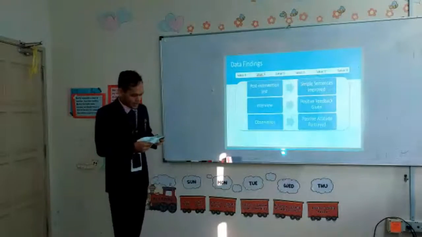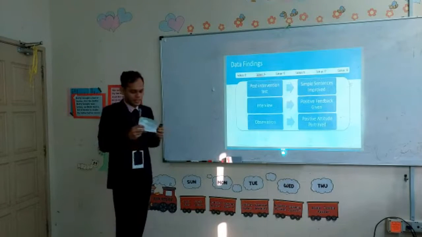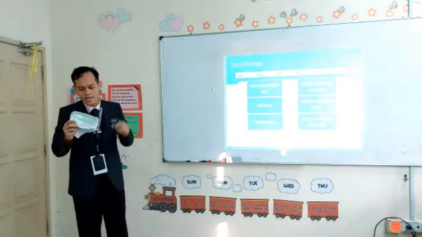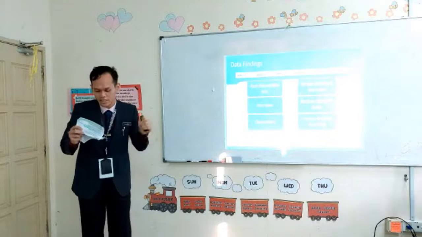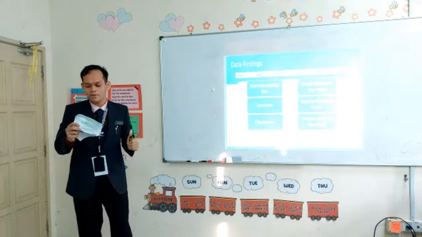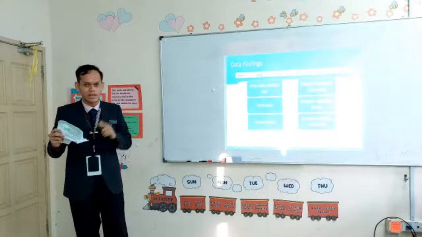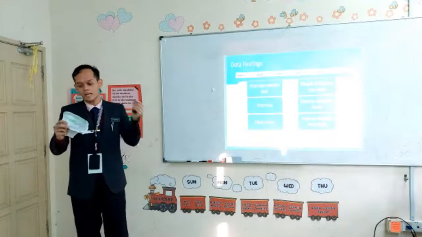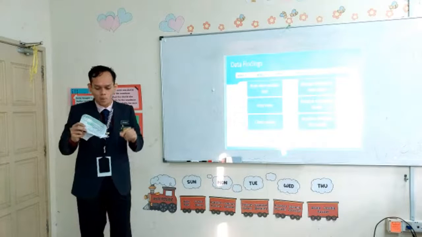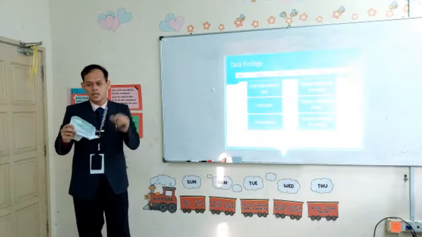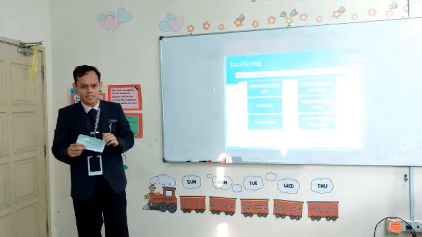Alright, data findings. We can see in the post-intervention test, I'll give you an example. In the pre-test, a participant wrote, "On Saturday, we went for a picnic at the beach. Leah and her brother are very happy." Incorrect use of tense. But in the post-test, "My family and I went for a picnic at the beach." Correct use of past tense.